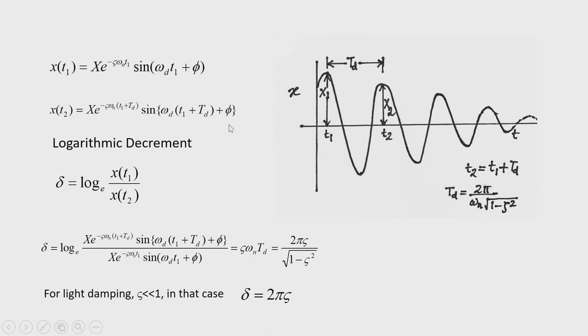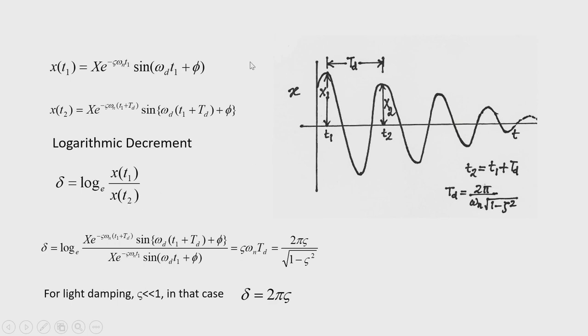Okay. Now, in order to utilize this expression to find out the damping, we first define a parameter which is known as logarithmic decrement. Logarithmic decrement is denoted by delta, and it is given by log with the natural base of x at T1 by x at T2. So, we write now, after substituting x at T1 here and x at T2 from here in the denominator, first x at T1 and then x at T2.